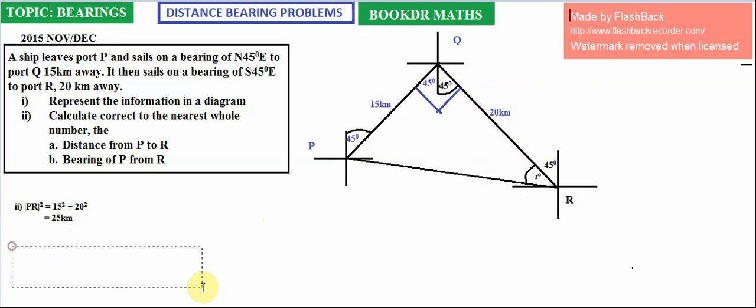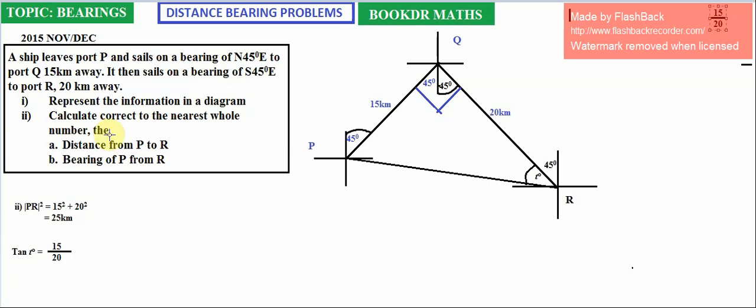So for the second question, we are going to use tan. I hope you know the formula for tan already, so there's no need for me to write it for you. The formula is tan theta is equal to opposite over adjacent. This is our opposite and this is our adjacent. So this will be equal to 15 over 20.